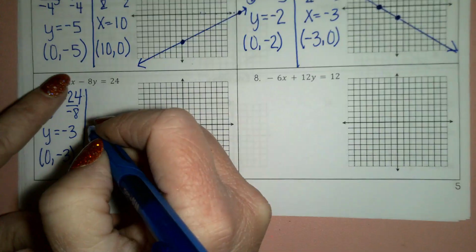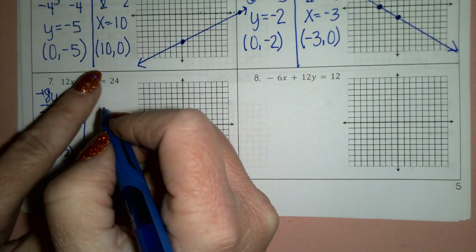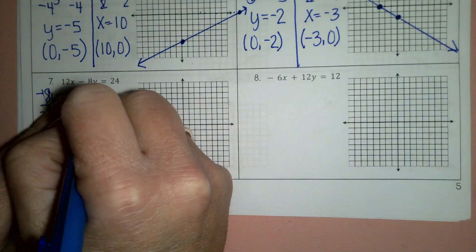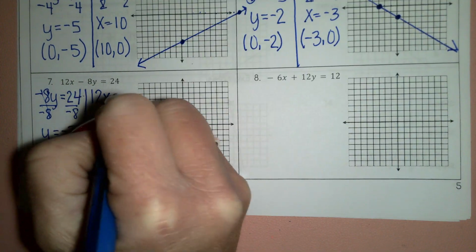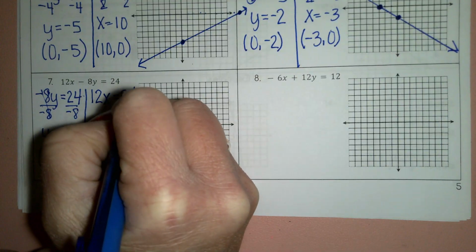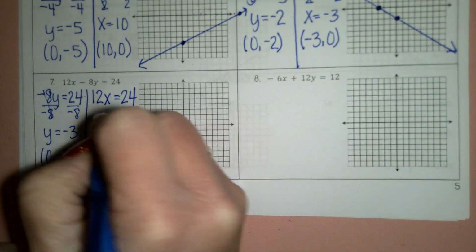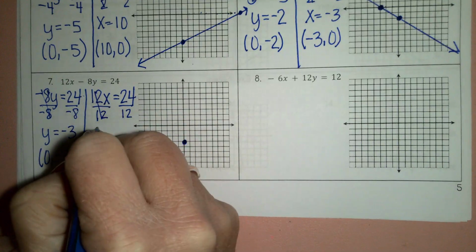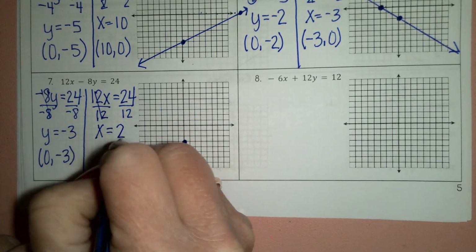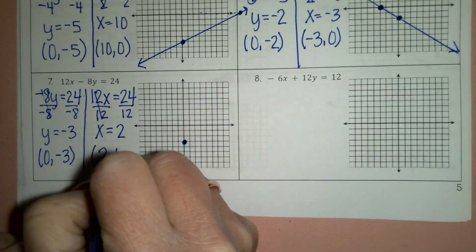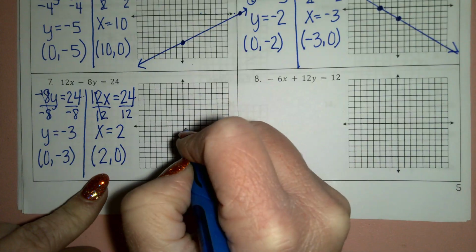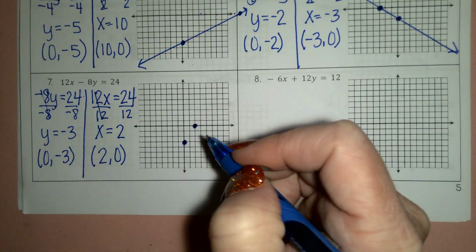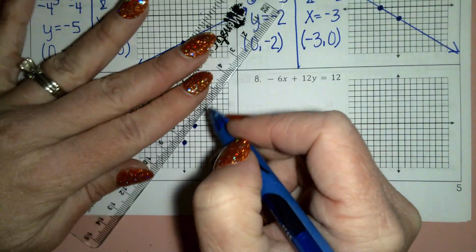Then you're going to cover up the negative 8y and see what you're left with. You're left with 12x equals 24. Divide both sides by 12. So x is equal to 2. That ordered pair would be 2, 0. I'm going to go over to the right 2, plot my point. Then I'm going to connect my 2 points.